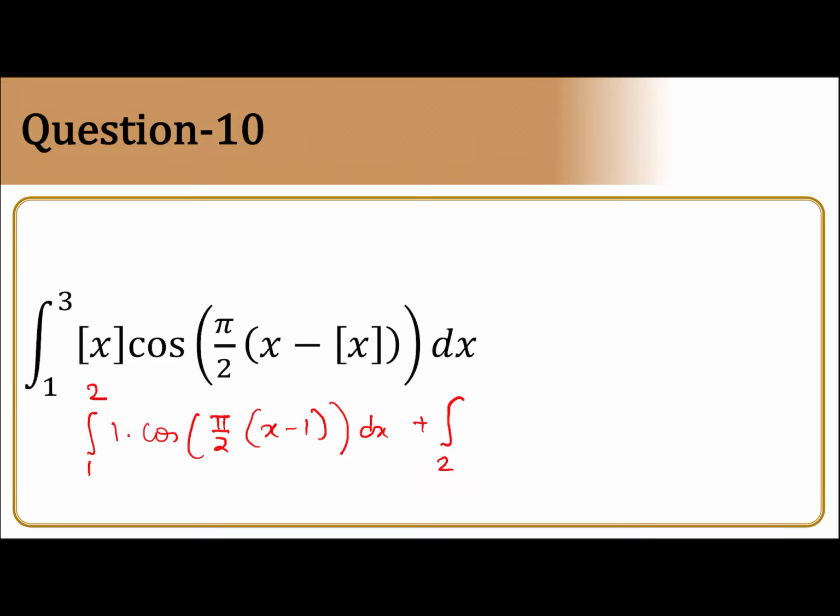Again 2 to 3. What will happen here? Greatest integer of x from 2 to 3 will be 2. This will give you 2 cos of pi by 2 into x minus 2 dx.